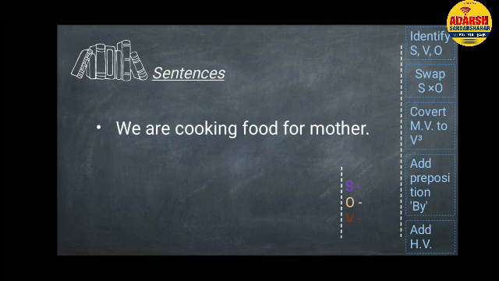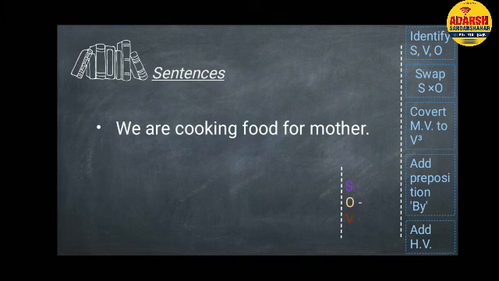Let me revise all 5 steps. Identify subject, verb and object. Swap subject to object and object to subject. Convert main verb to verb's third form. Add preposition by and add correct helping verb.